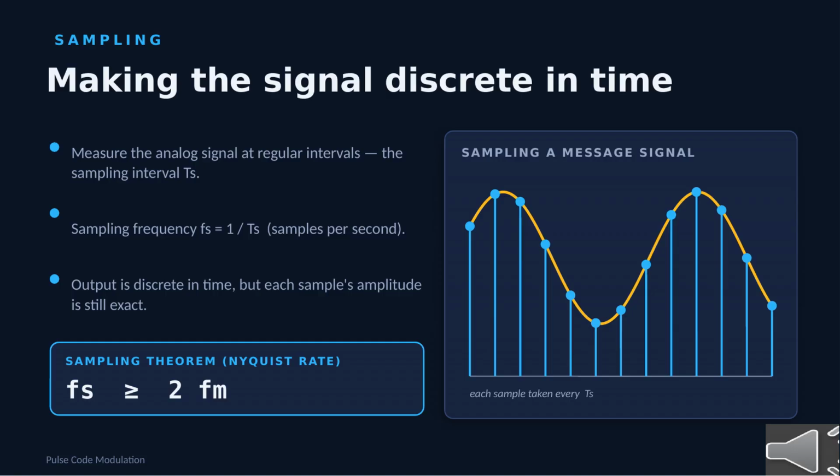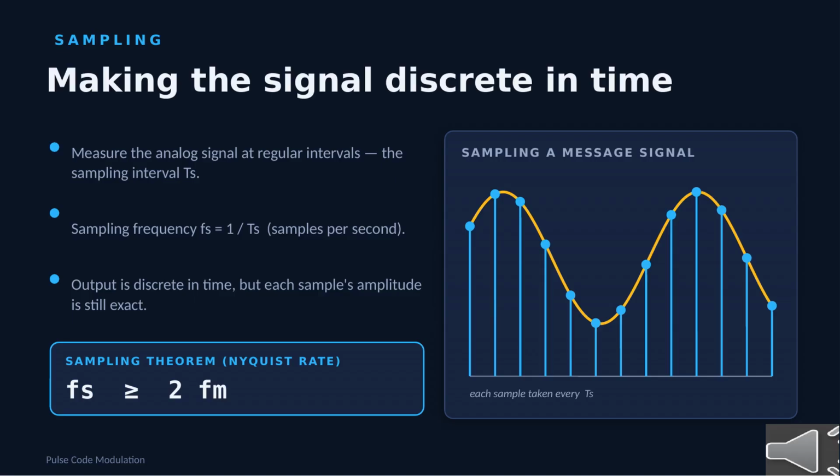After sampling, the signal is no longer continuous in time. It exists only at the sampling instants. But notice carefully, the amplitude of each sample is still exactly the original value. So, sampling makes the signal discrete in time, but it is still continuous in amplitude.